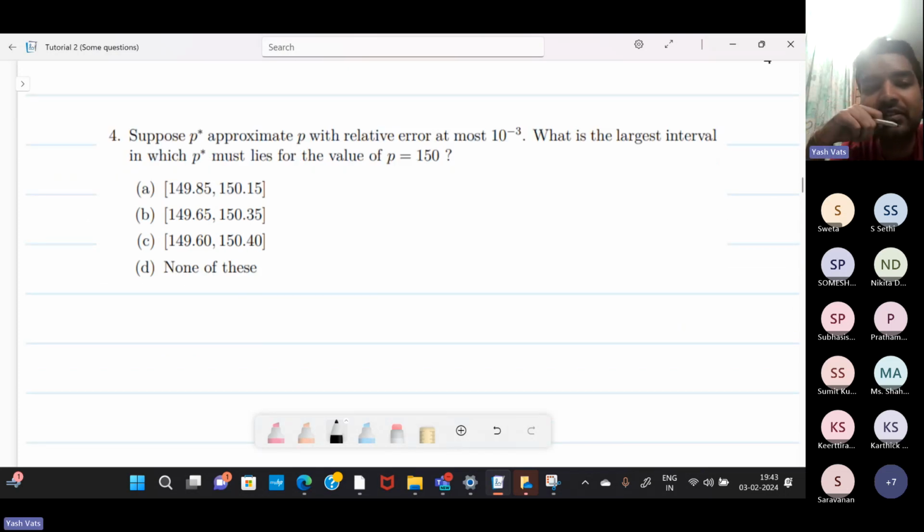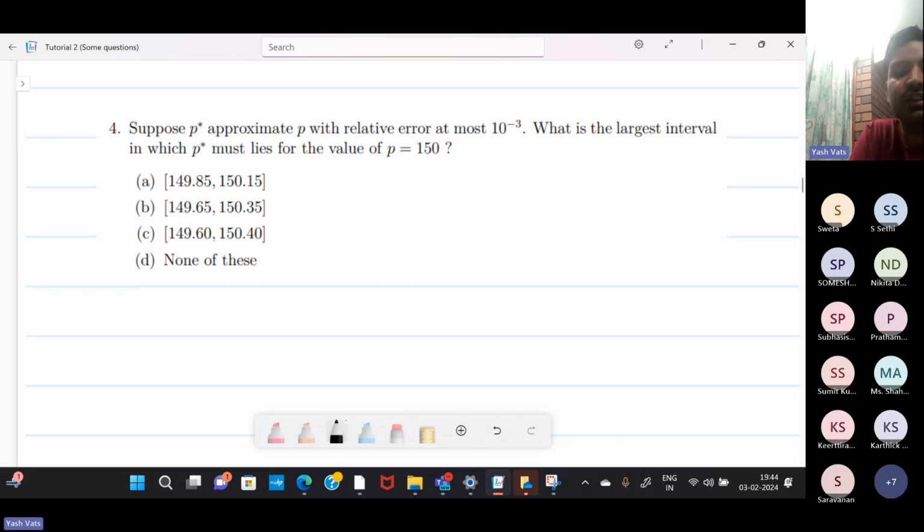Okay, so let's look at this question. Suppose P star approximates P with relative error at most 10 to the power minus 3. What is the largest interval in which P star must lie for the value of P equal to 150? So how many errors have you learned? Okay, you have learned truncation error, I think absolute error, relative error, percentage error, these types of errors.